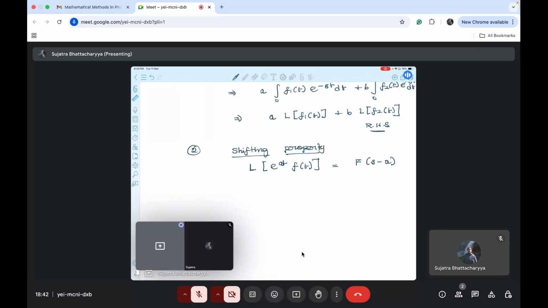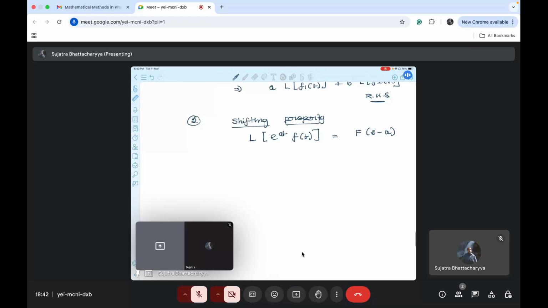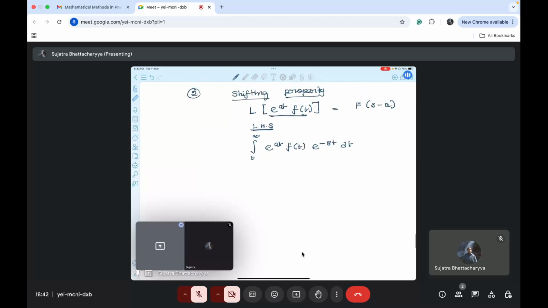So how to prove it? Very easy. You take the left hand side, and the left hand side is the Laplace transform of this part, right? So let's do it. It is the integral from 0 to infinity of e to the power at f of t e to the power minus st dt. And you can see that there is an exponential function here, there is an exponential function here.